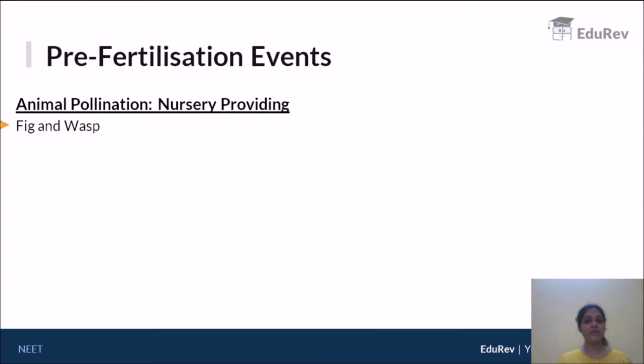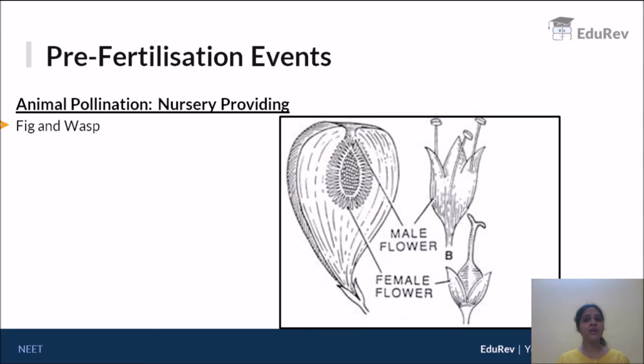Now, starting with nursery providing. The example that we're going to take is the case of fig and wasp. Fig and wasp have a mutualistic, symbiotic relationship between them. Now, let's look at the figure of what a fig flower looks like. The fig flower has a hypanthodium type of inflorescence. So this is the inflorescence. You'll find the male flowers on top and the female flowers below.